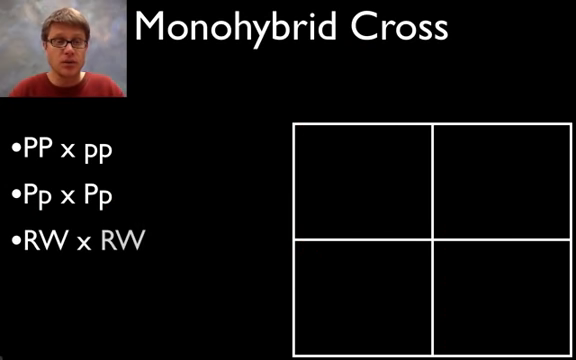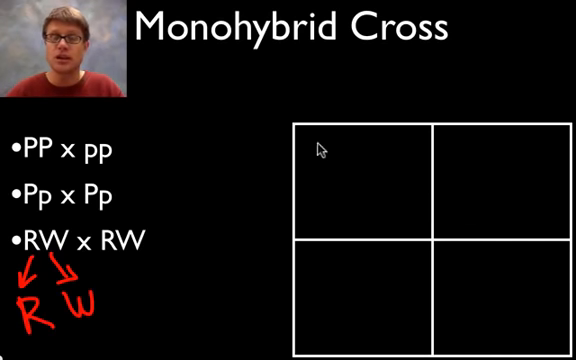Okay, let's try another one. Let's say we're looking at incomplete dominance. So incomplete dominance, a snapdragon would be an example of that. A snapdragon has two genes. If it has a red gene and a white gene, then it's going to be pink. And so this one actually has two alleles that it can contribute, and the same on the other side. And so we just write those out.